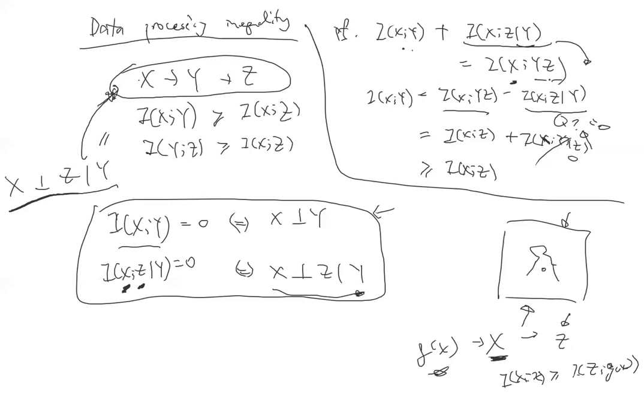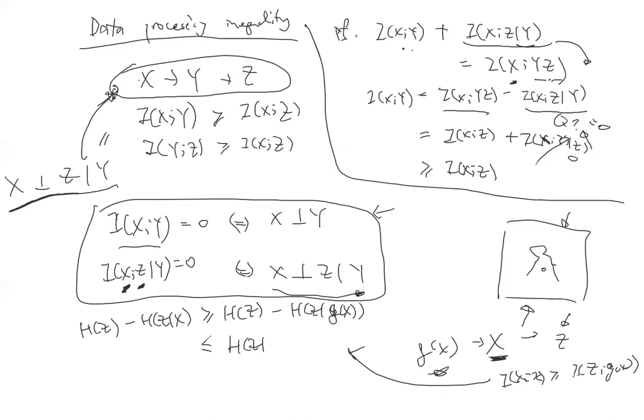Or you can also write this I(X;Z) as H(Z) minus H(Z given X), right? This is bigger than or equal to H(Z) minus H(Z given g(X)). And so I will have, this H(Z) got cancelled. I will basically have H(Z given g(X)) is bigger than H(Z given X).